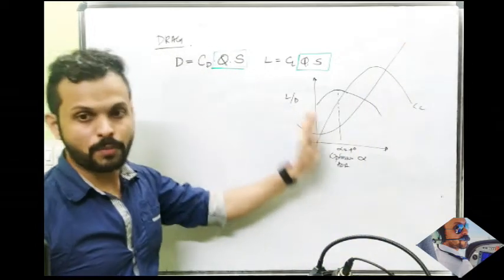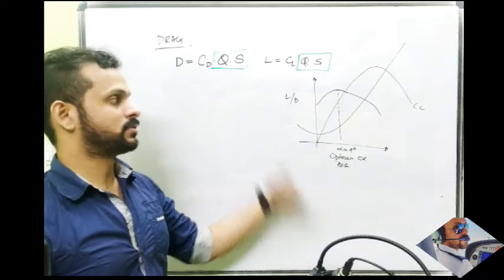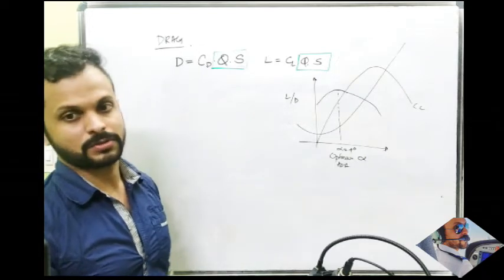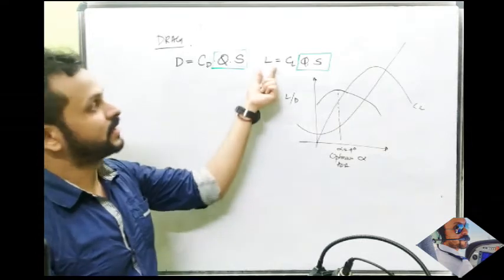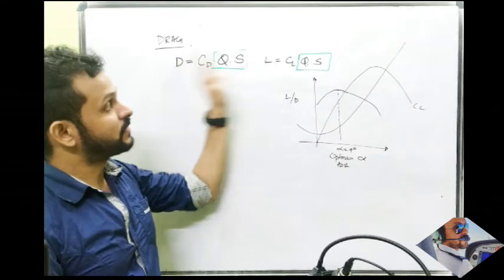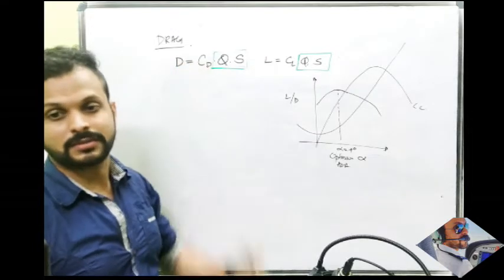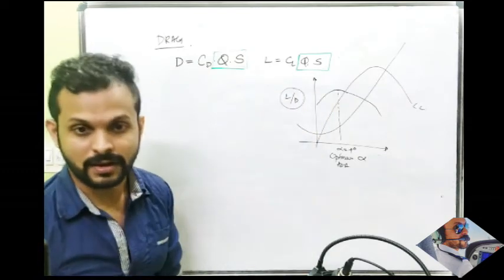I hope all these things are there in your brain, but I'm just doing a recap because it's quite long since you have seen all these things. But what I'm trying to tell you is that it's not about having the highest amount of lift. It's not about having the least amount of drag. It's about having the highest amount of lift for the least amount of drag possible. And that is what we represent by using the lift to drag ratio.